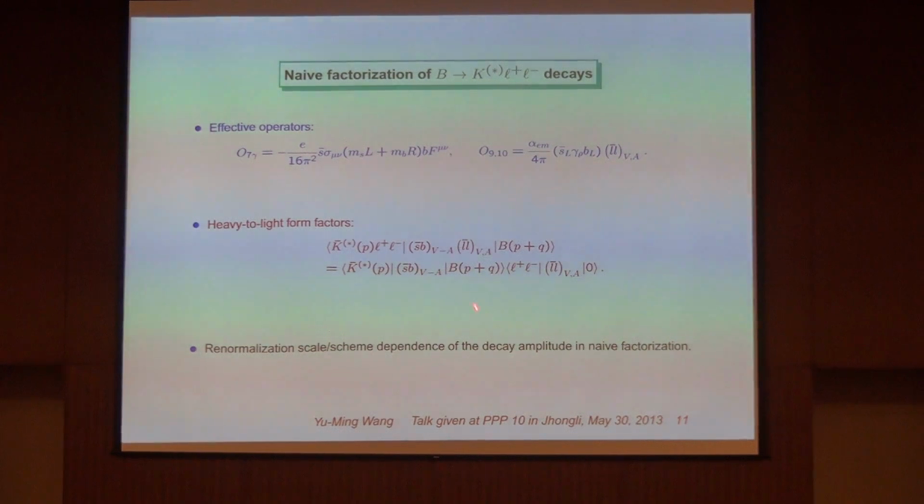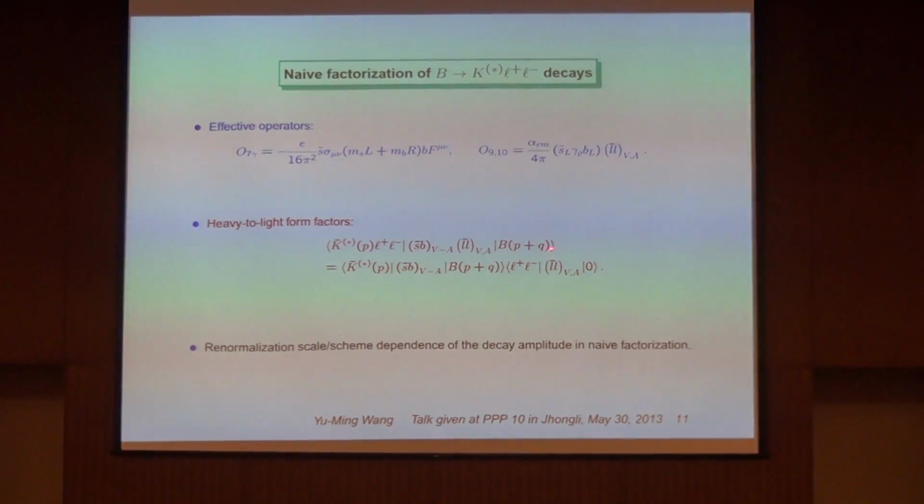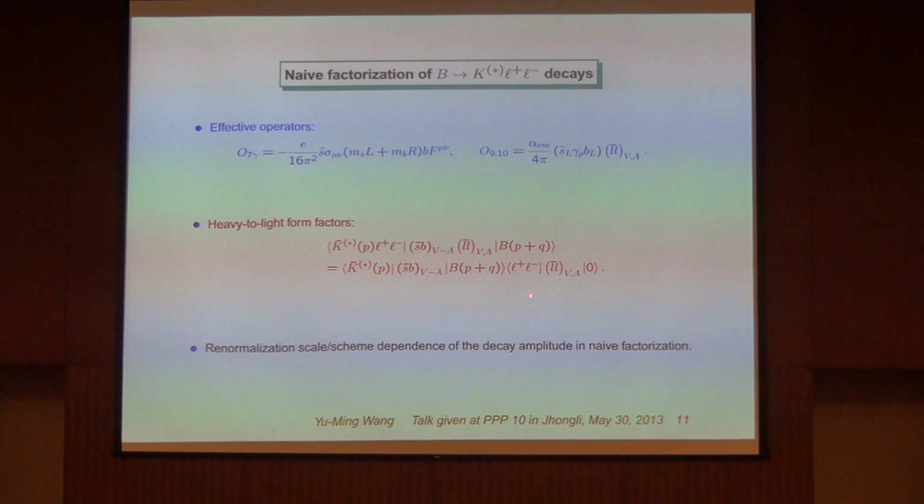Actually, this is not true, because these effective operators will be multiplied with the Wilson coefficients, which depend on the renormalization scale. So it means that this matrix element will be multiplied by this scale-dependent Wilson coefficient, which means that the decay amplitude actually depends on the renormalization scale, which is in the factorization. So you may wonder what happened here. How do we solve these problems?